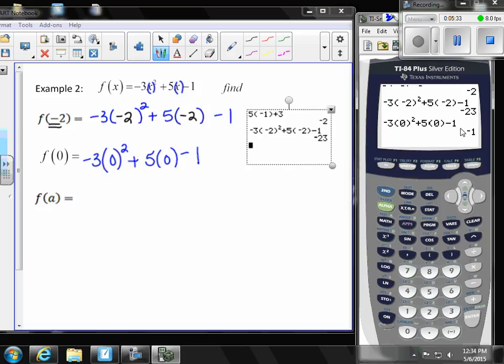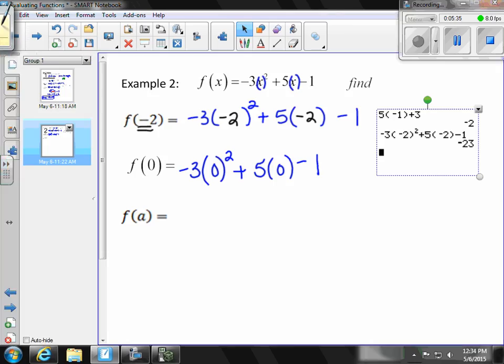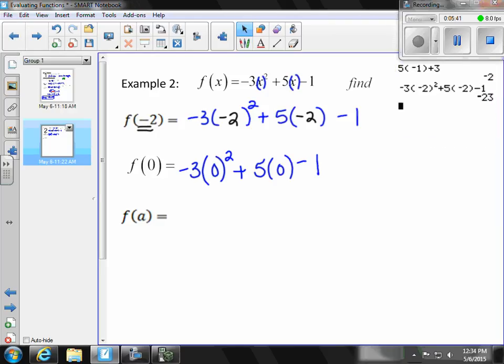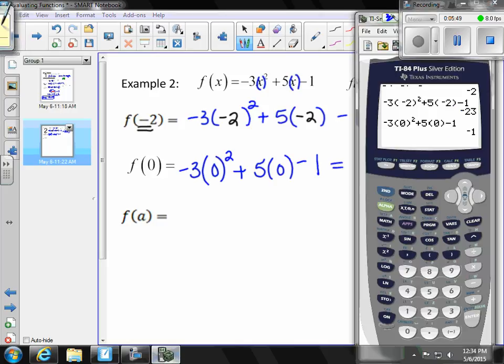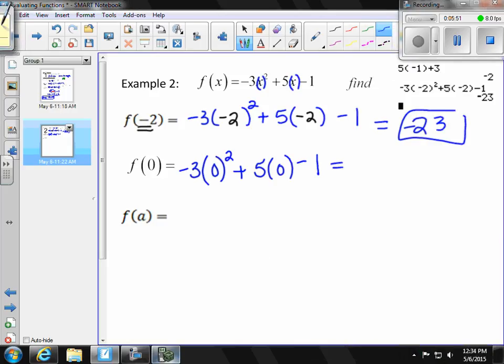So let me maximize this window again. So when I'm doing this one, my answer turned out to be negative 23. Here my answer was negative 1.